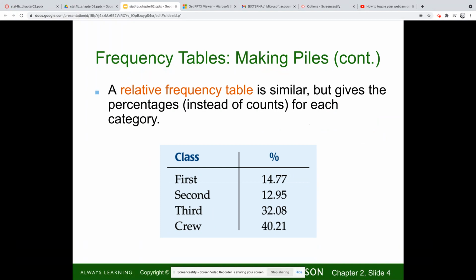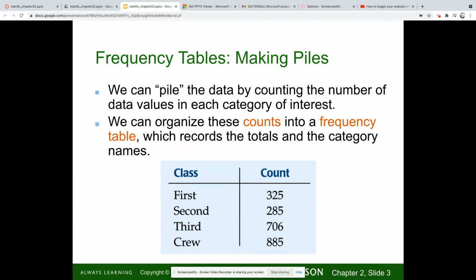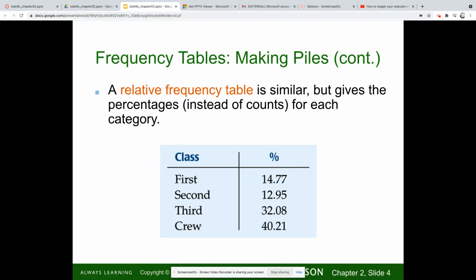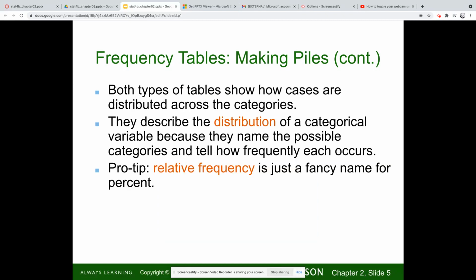A relative frequency table is similar, but it just gives the percentages. Instead of counts, it's the percentage. And I believe that's of the total in this particular case, right? So if you add them all up, in other words, if you add 325 plus 285 plus 706 plus 885, and get the total, 14.77% are the first class, okay?